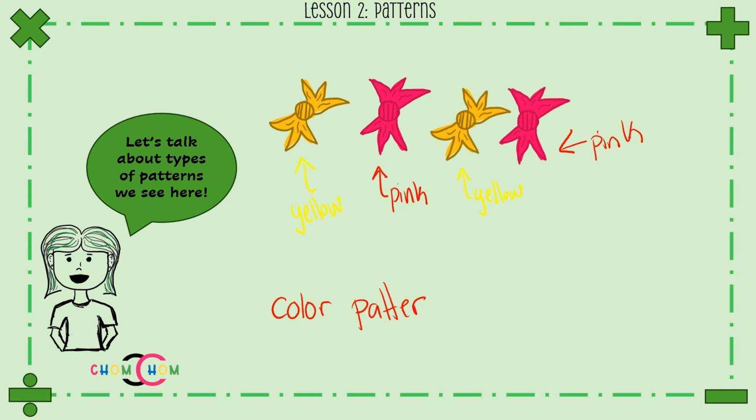So if we were to make the next terms in this sequence, what would we have next? We would have a yellow candy. And then after that, we would have a pink candy because the pattern goes yellow, pink, yellow, then pink again.